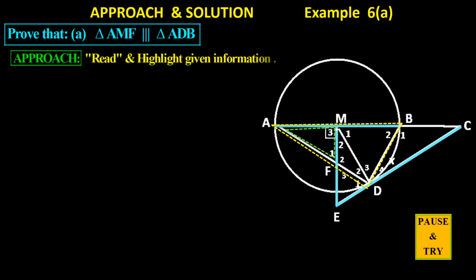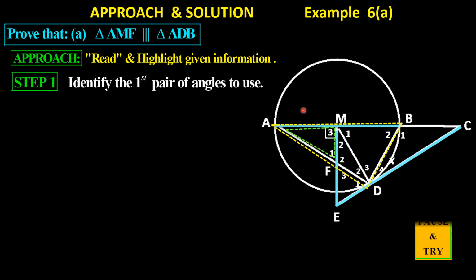Now, first of all, always remember that you must read your information, understand all the information. Like we had a tangent, so we can use our tangent theorem. There's a diameter, and that EM is perpendicular. So, which is the first pair? Again, here, maybe just look at the lettering. AMF and ADB. So that gives you an indication. Let's start with the A. So if I look at angle A, easy. Angle A is equal to A, right?